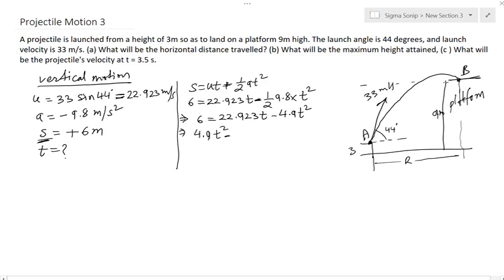Now I'll write that as a standard quadratic equation, which is done like this: 4.9 t squared minus 22.923 t plus 6 equals 0. Basically, I have transferred these quantities from the right to the left.